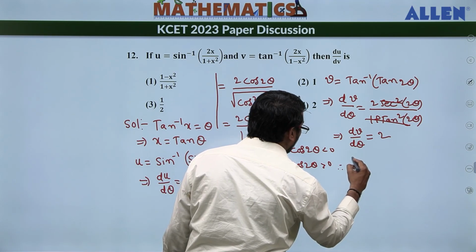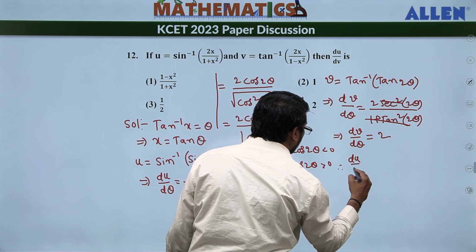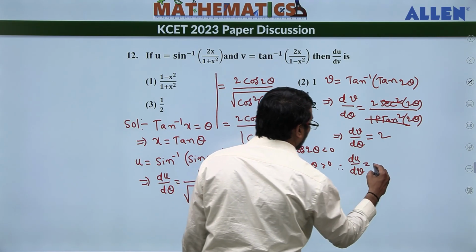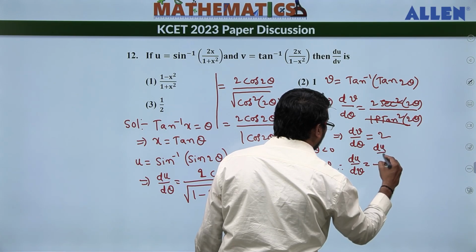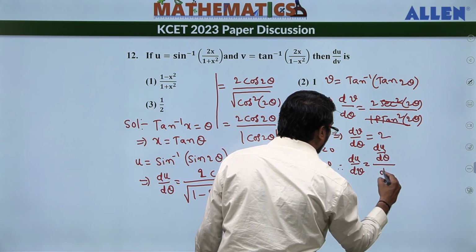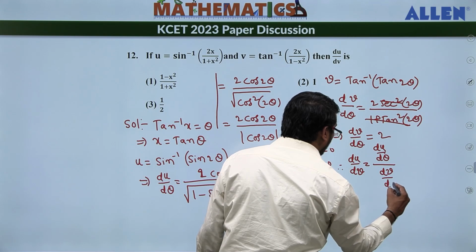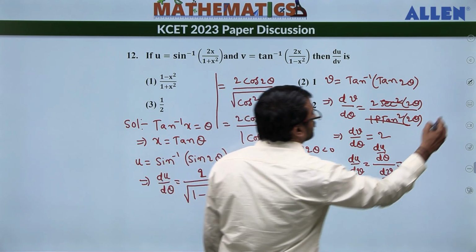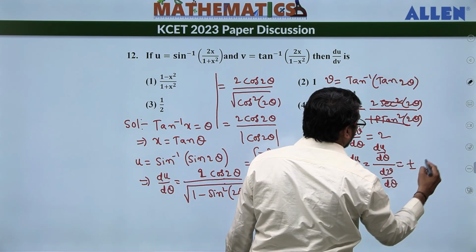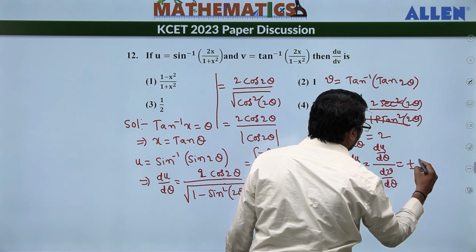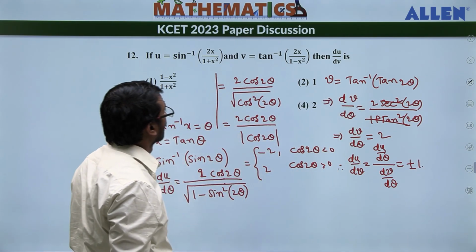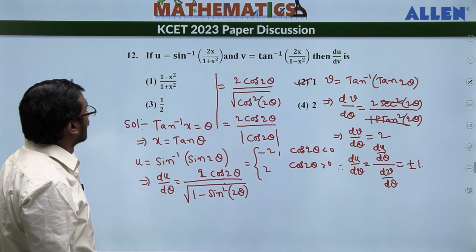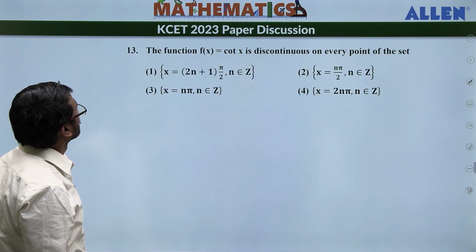Therefore, du by dv is du by d theta by dv by d theta, plus or minus 1. So, 1 is given, that is the correct option. Let us move on to question number 13.